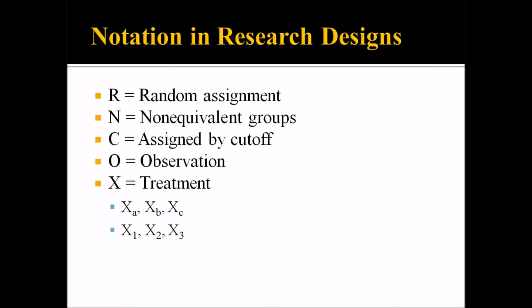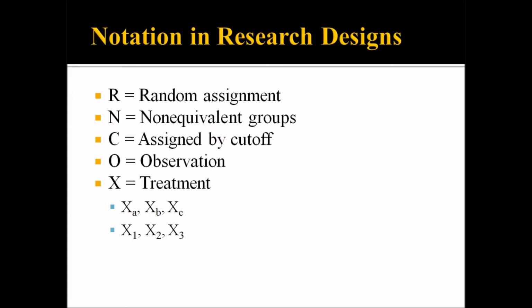So I'll give you an example. Let's say that we're looking at the effects of over-the-counter pain medication, and we're looking at Motrin, acetaminophen, and aspirin. Right? So X subscript A, B, and C. A could represent Motrin, B could represent acetaminophen, and C could represent aspirin. Those are three separate independent variables. You may also see that same design with the X subscript 1, so X1, X2, and X3.